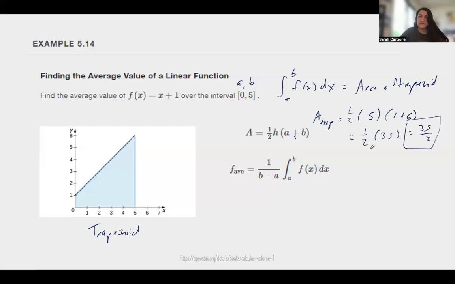So if you were just asked for the integral from 0 to 5 of f of x dx or x plus 1 dx, you'd get 35 over 2. But we're asked for the average value. So f average is equal to 1 over b minus a, which is 5 minus 0, times your integral, which we just determined was this value here when we computed it, which was 35 over 2. Well, 1 over 5 times 35 over 2 is the same exact thing as 7 over 2. So your average value is 7 over 2.